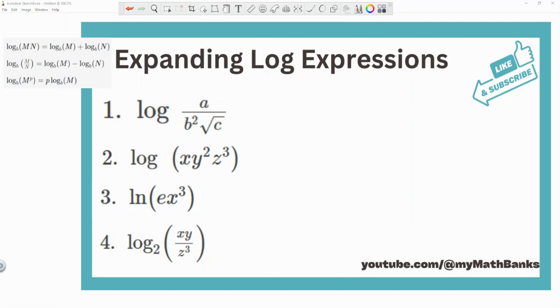Okay, so right now our task for the day is to expand logarithmic expressions.